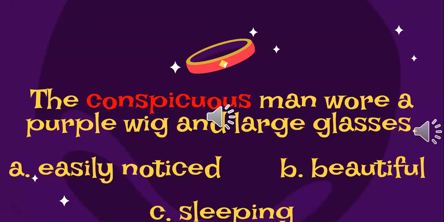Well, let's go back and take a look at this sentence. There is nothing in that sentence that would show that the conspicuous man was sleeping anywhere. There's no bed. He's not in a bedroom. It doesn't say anything about him being tired. What about B, beautiful? Well, I suppose a purple wig and large glasses could be beautiful. Maybe.